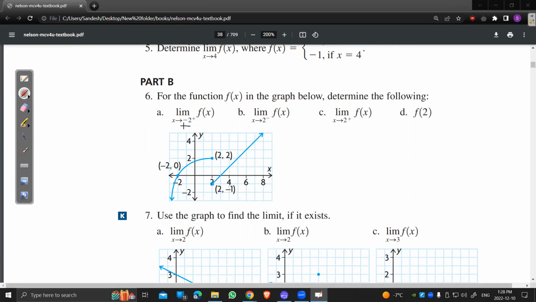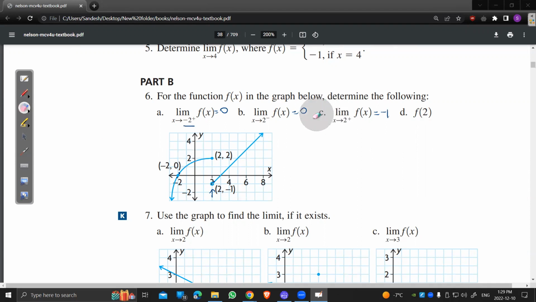Let's look at this one by one. The limit as x approaches -2 from the plus side means find -2 first, when the x value is -2. Plus means we're looking to the right side of -2. What's the y value there? What is it approaching? 0. What about -2 minus? So we look at the left side of -2. What's the y value that it's approaching? 0. Now we're looking at 2 plus. So let's find the x value of 2, which is here. Now we're looking at the right side of 2. What's the y value that it's approaching here? -1.